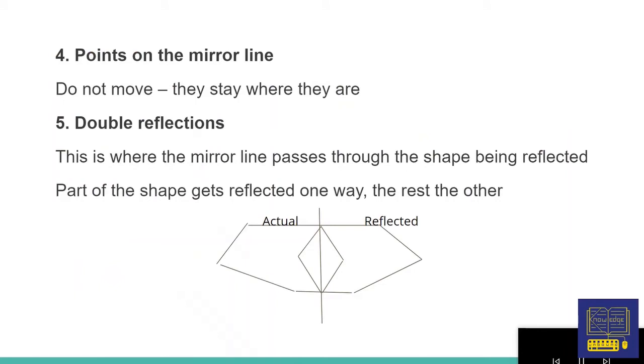Fourth, points on the mirror line. Do not move, they stay where they are. Got it? Fifth, double reflection.